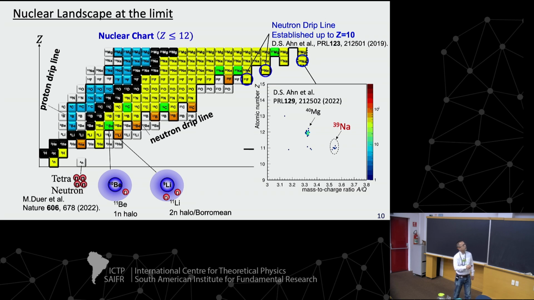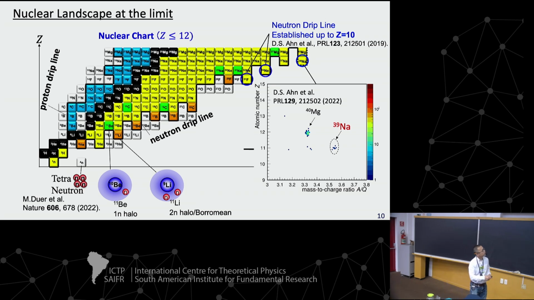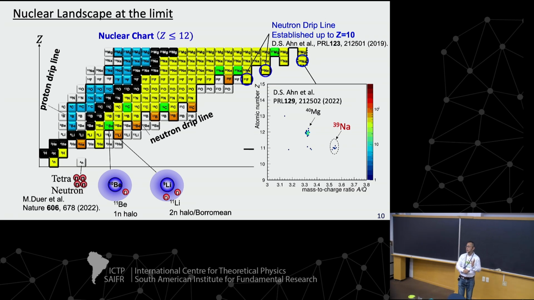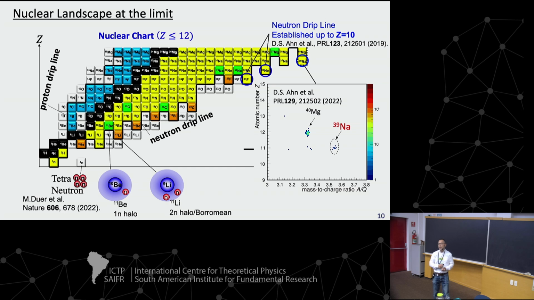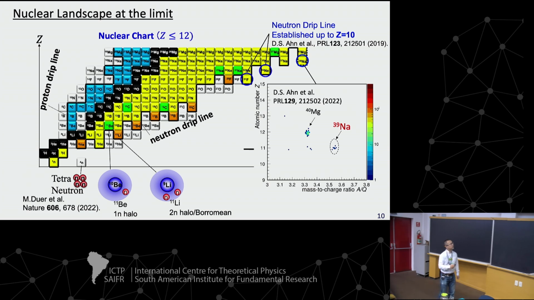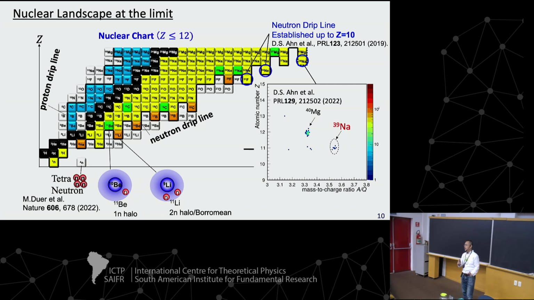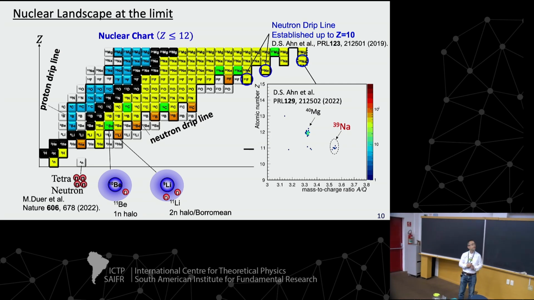For sodium, we have actually observed a new isotope, sodium-39, which was kind of unexpected, because many theoreticians believed that sodium-37 is the last bound sodium isotope, but we found this one. So still, the sodium drip line is not yet fixed, because maybe we will see another sodium isotope even beyond. So this is the current frontier over the neutron drip line.